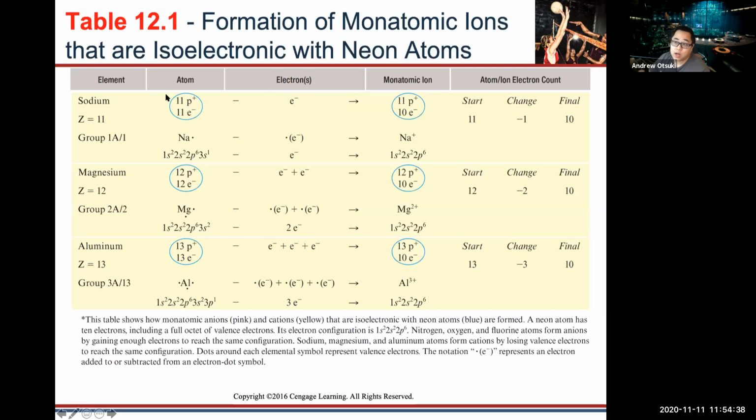And as we go across the periodic table, magnesium is in group 2A, or group 2, so it'll lose 2 electrons to form the 2+ cation. In the final state it will go from 12 electrons to 10 electrons, being isoelectronic with neon and also with the sodium plus ion.